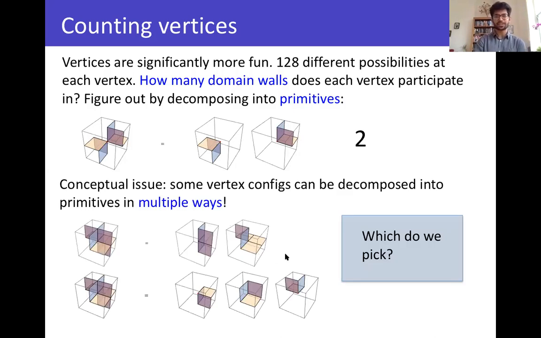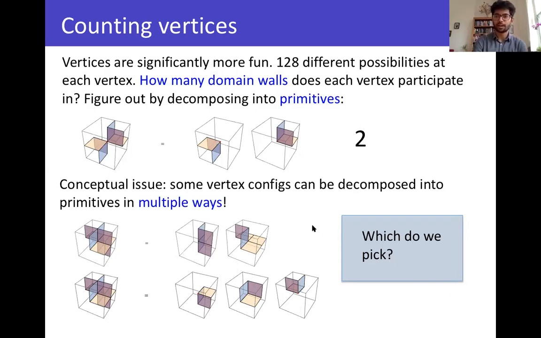But it turns out there are some vertex configurations that can be decomposed into primitives in multiple ways. So for example, here is a vertex configuration which appears. Notice that you can break it apart into these two configurations, or you can break it apart into these three configurations. These are both primitive and these are all primitive. Each of these can't be broken apart anymore. So now there's actually a confusion, which is what do I do? What do I pick? How do I break apart this configuration here? This is a problem that we have to solve if we want to assign an Euler character to a domain wall configuration. Which of these two things do we pick?